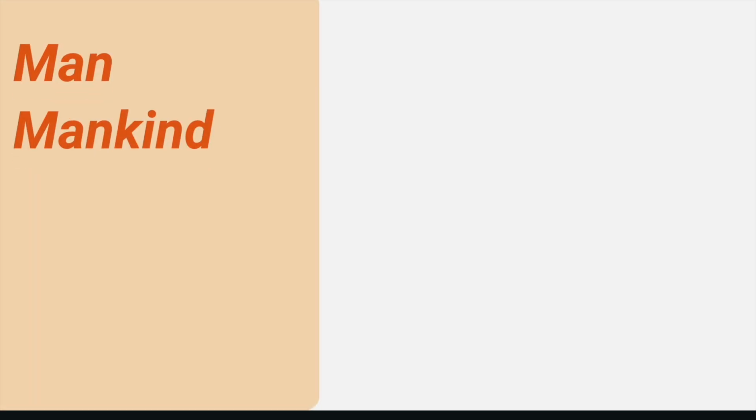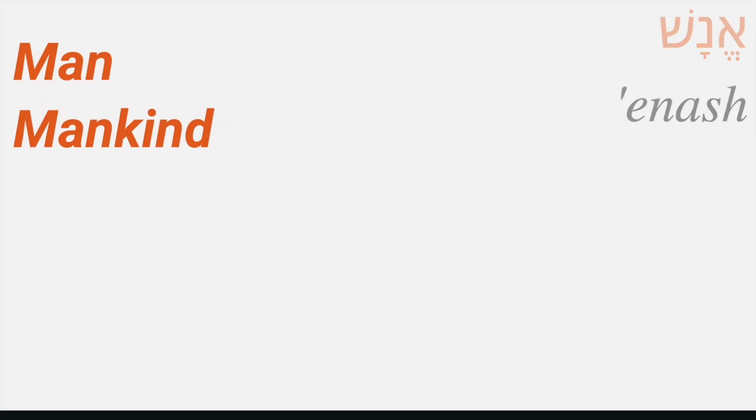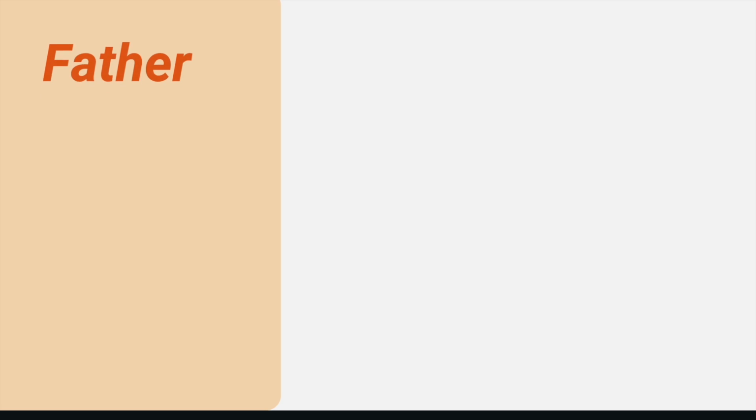We would say it's a prepositional prefix. Man or mankind. Anash, man or mankind. Father. Av, aleph, beit. Notice that the beit doesn't have the dagesh, and therefore it makes a V sound, av.